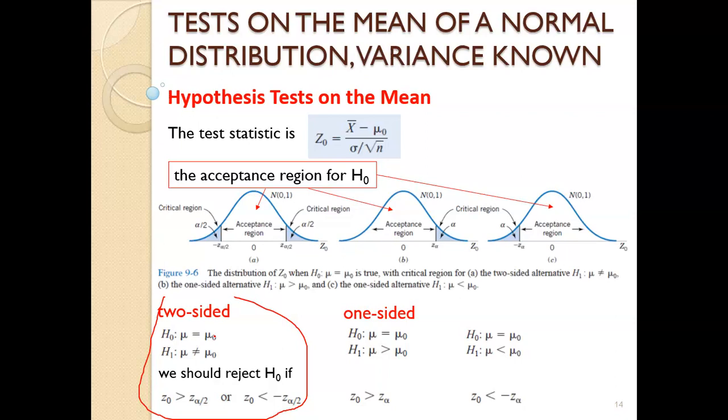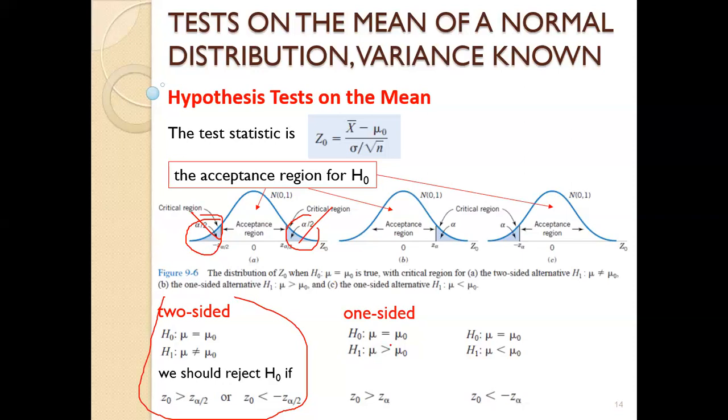Then you will reject H0 when Z0 is greater than Z alpha over 2 or Z0 is less than minus Z alpha over 2. That means you reject it in this region or in this region. You calculate Z alpha over 2, and you know minus Z alpha over 2. If Z0 is in the rejected region, you reject H0 and accept H1.